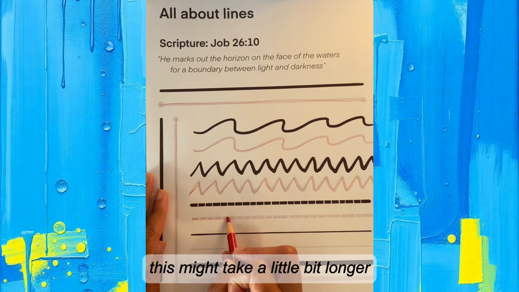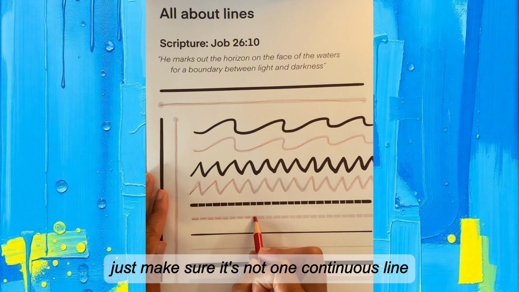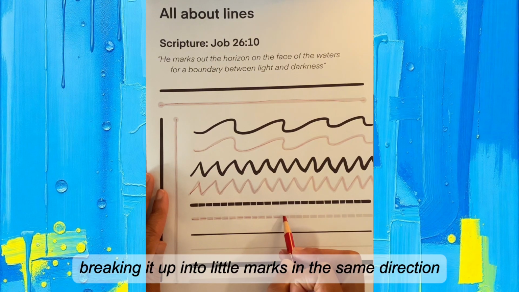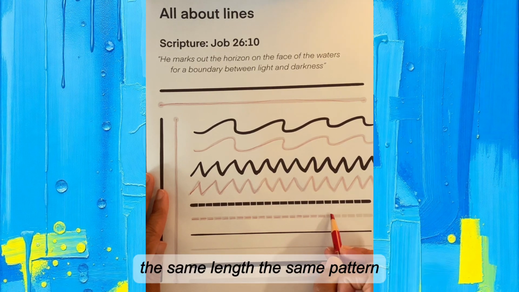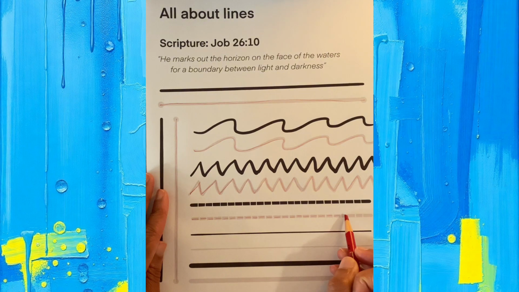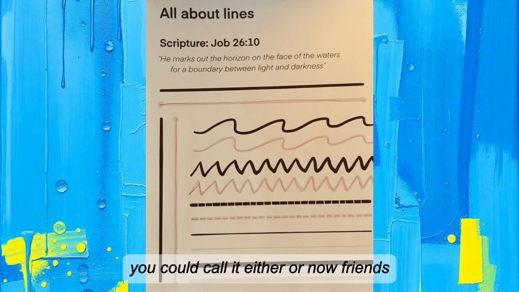This might take a little bit longer, so there's no need to rush. Just make sure it's not one continuous line. We're breaking it up into little marks in the same direction, the same length, the same pattern. Ta-da! There's your dashed line or your dotted line. You could call it either or.